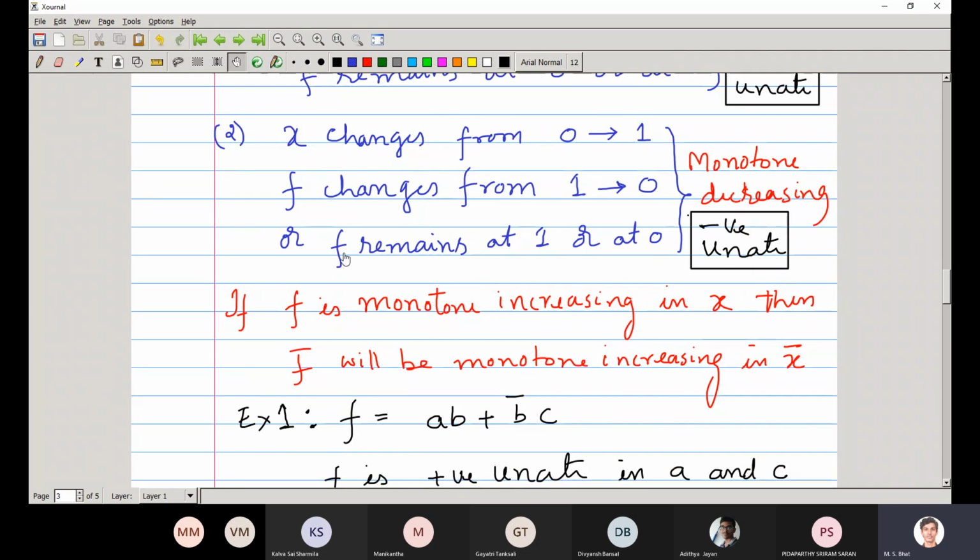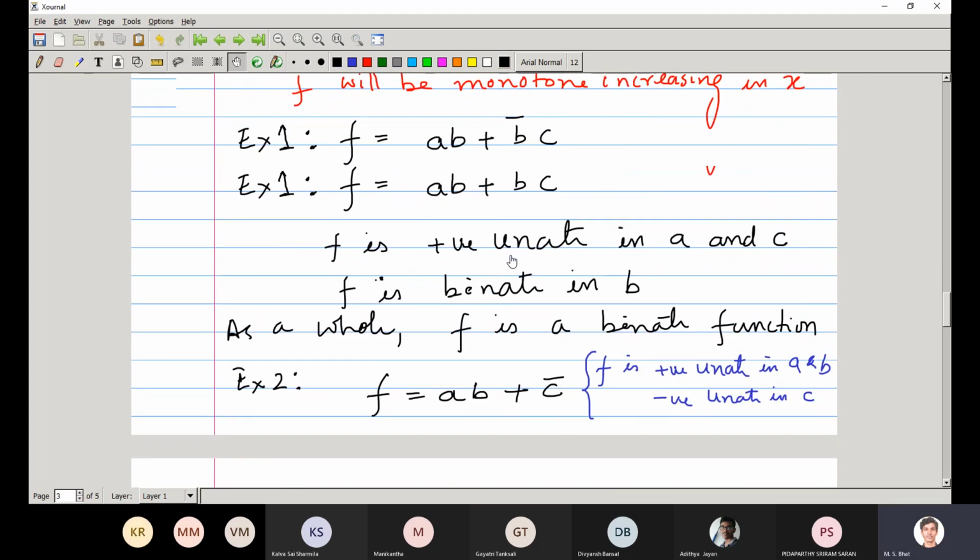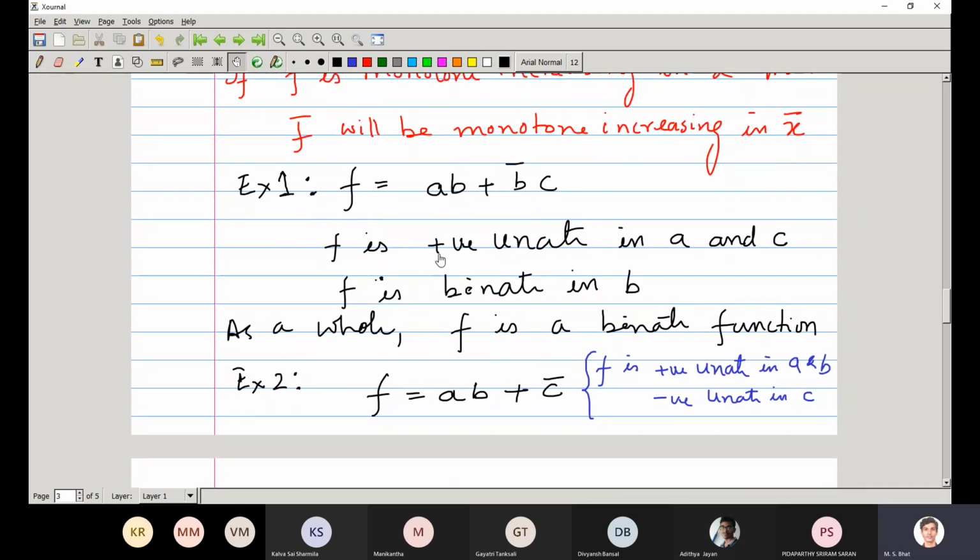Same for a monotonically decreasing function, wherein when X changes from 0 to 1, F will either move from 1 to 0 or will remain at 1 or remain at 0. So if you look at that, F is positive or monotonically increasing in A and C. F is binate in B. Binate means it may move from 1 to 0 or 0 to 1 depending on the values of other variables A and C.